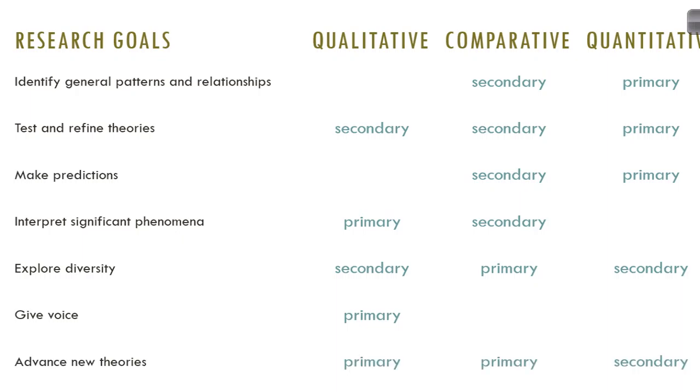Then finally, to advance new theories, really any approach will do. Quantitative approach will work not as well as qualitative and comparative. And the reason for that is because quantitative is really good at identifying the general patterns. So testing an existing theory is perfect because, well, we kind of know what we expect to find. But if we're advancing new theories, we kind of want to be ready for the unexpected. And unexpected comes out better when we're dealing with the qualitative or comparative methodologies.